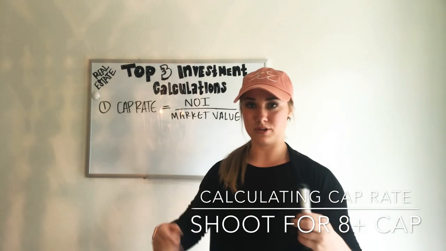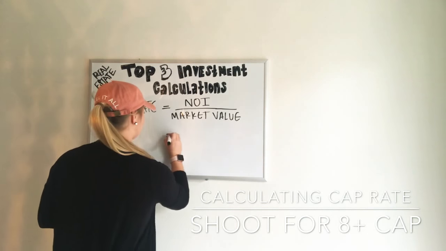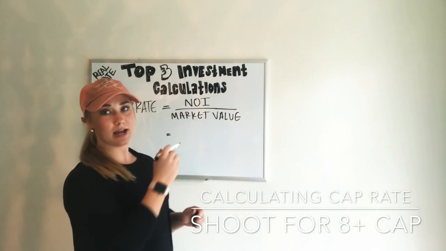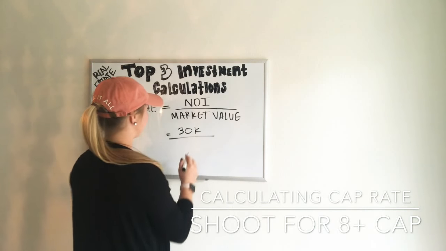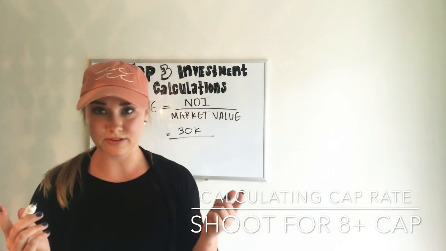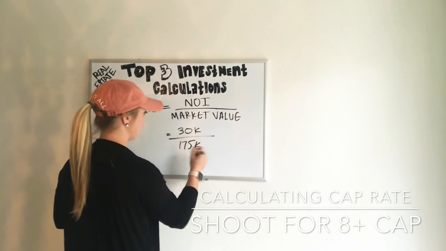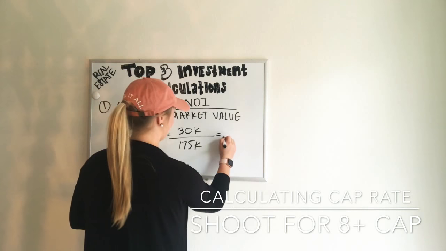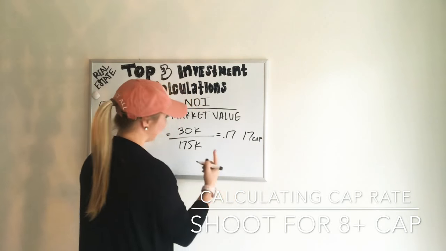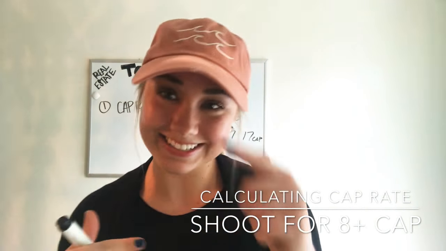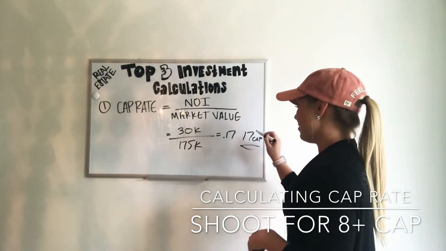So let's do a little example. Let's say you've got an NOI of $30,000 a year. We'll divide that by a market value of $175,000. Divide that out and you get 0.17, which is a 17 cap. If you find that, call me, because I want to buy that property. That's a really good cap rate, and it's hard to find.